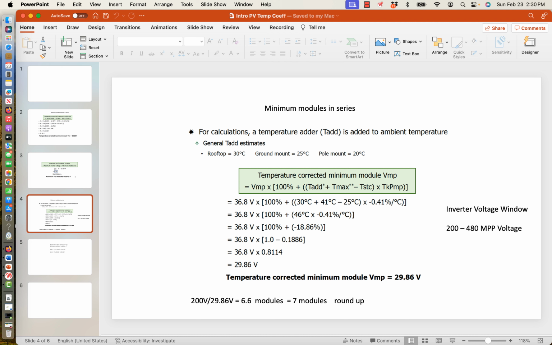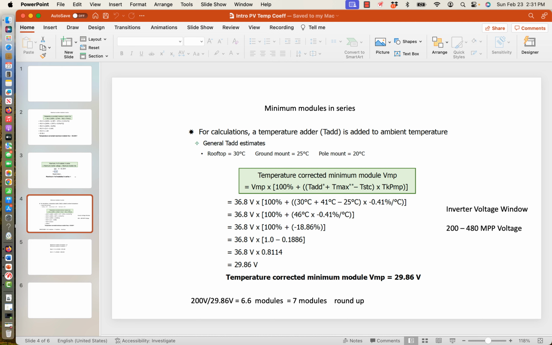So if it's a rooftop mounted application, I'm going to add 30 degrees C. If it's ground mount, I'm going to add 25 degrees C. If it's a pole mount, I'm going to add 20 degrees C. VMP I get off the data sheet. We still have the 100% plus. Now inside the temperature parentheses, I have T adder, T max, which is the average high temperature ambient. Still have temperature STC, which is 25 degrees C, times temperature coefficient of max power.